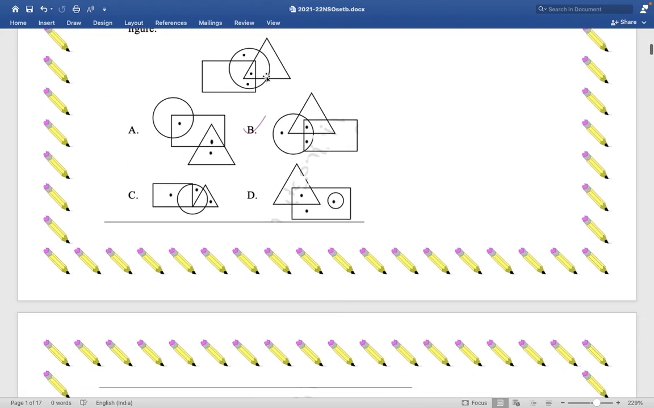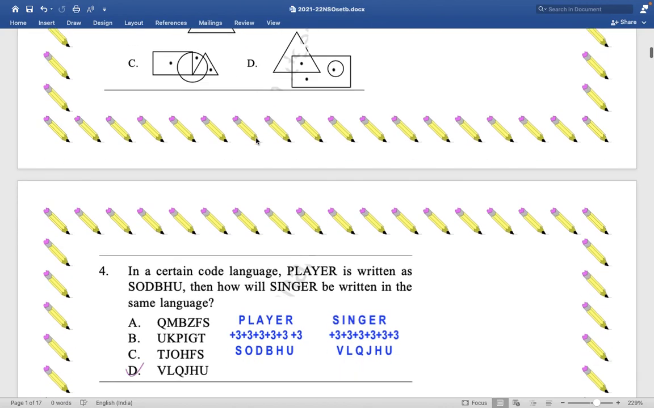Here we see that there is a dot between the circle, rectangle and triangle. Similarly, there is a dot over here between the circle, rectangle and triangle. Here there is a dot only in the circle. Similarly, there is a dot only in the circle. Here there is a dot between the circle and the rectangle. Here also there is a dot between the circle and the rectangle, which gives us B as the answer.